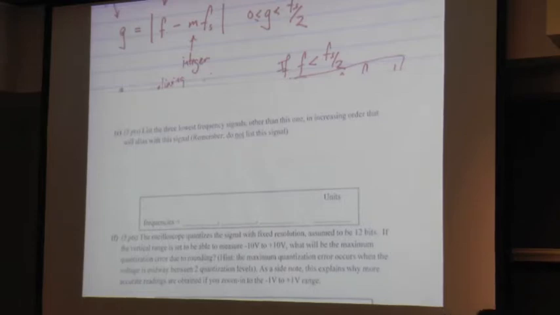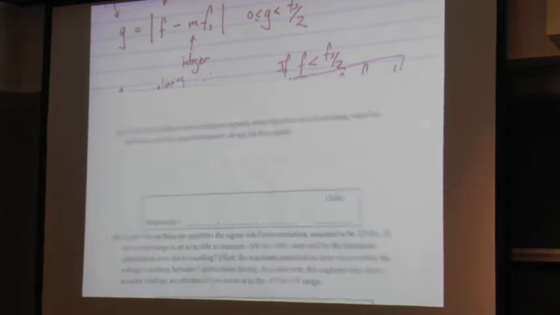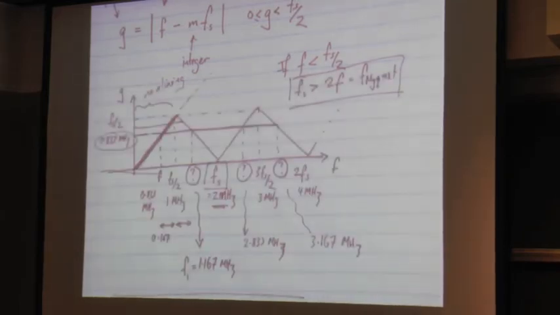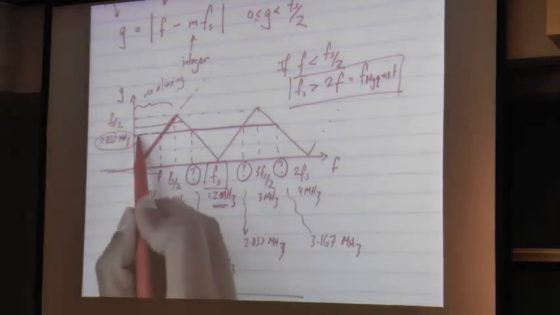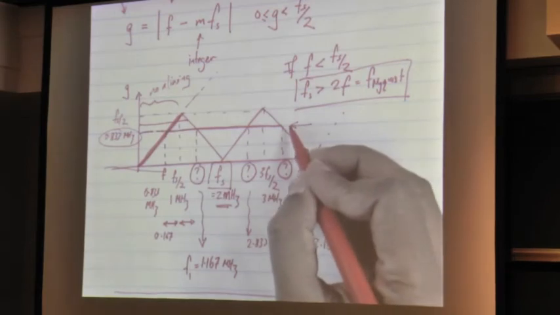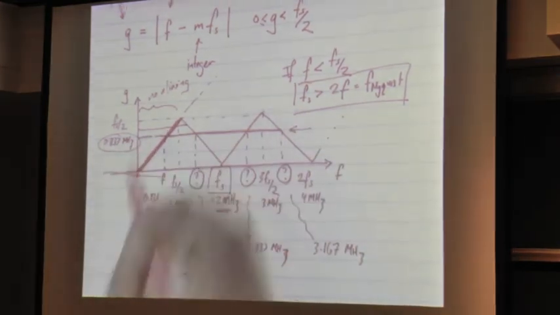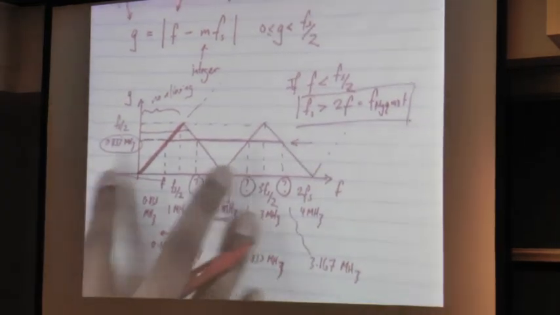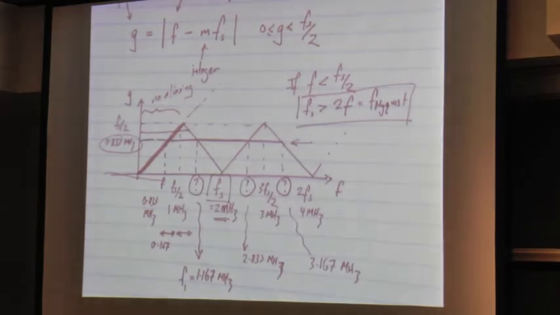The question is, what are the other frequencies that alias to this frequency? All of them above fs divided by 2 alias to something, but which ones alias to this frequency? And so we had to pick the ones that were on this line here, because all of those alias to this frequency, 0.833 megahertz. The other ones alias to some other frequencies.